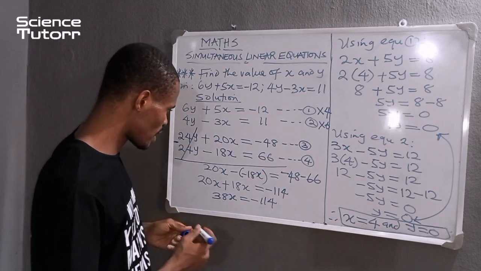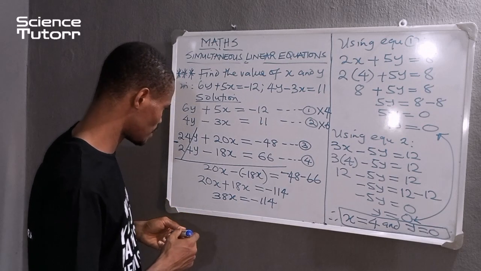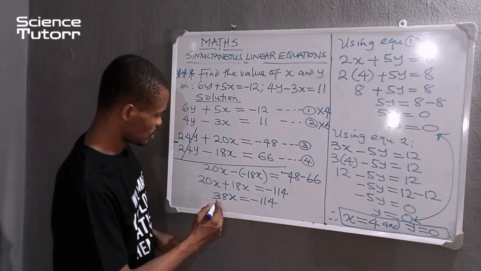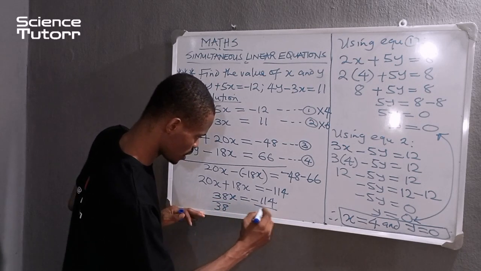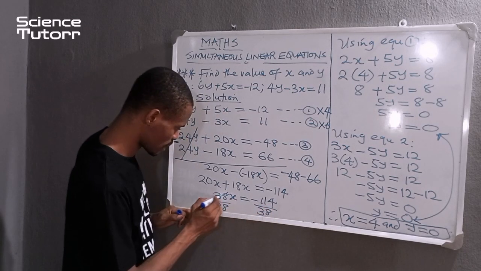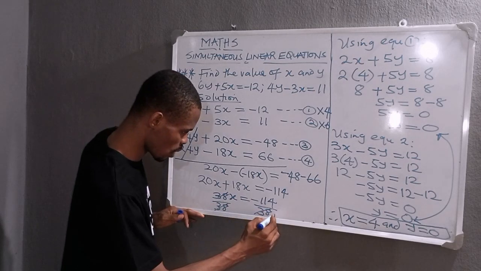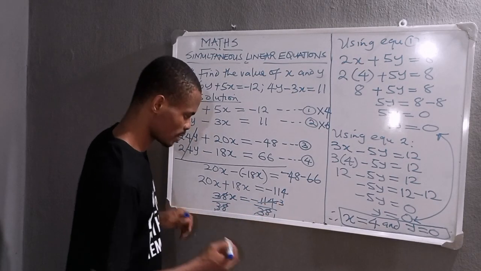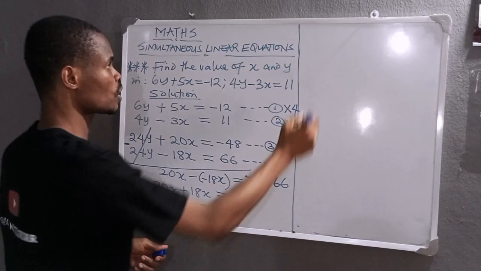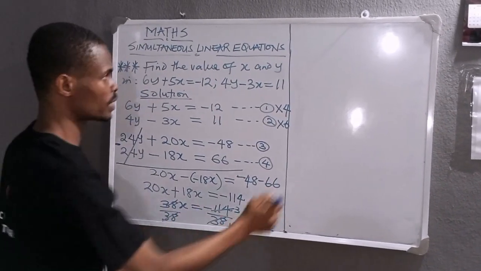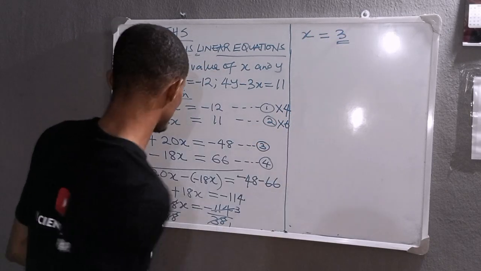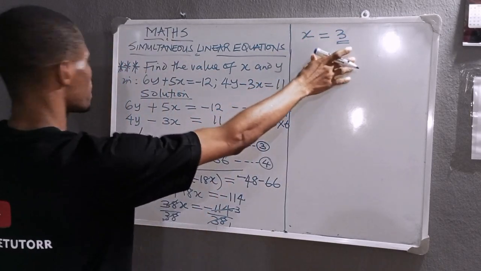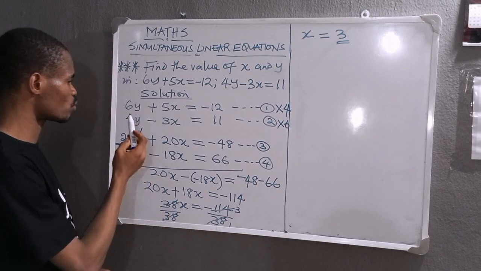So I'm going to find x by dividing through by 38. Dividing both sides by 38, this by 38 automatically takes this off. 38 into 38 is 1, 38 into 114 is 3. So at the end of the day, we have x equal to 3. That's the first case. Now, with the help of x equals 3, we will go and find y.